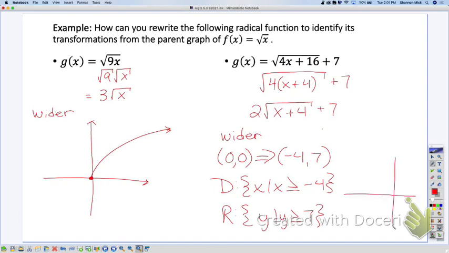So I guess we can graph it. It's 1, 2, 3, 4, right? 1, 2, 3, 4, 5, 6, 7. And so negative 4, 7. And it's going to do what? Wider. Oh, it's wider. And sometimes putting this imaginary new axis helps you get it wider or narrower also. Let's do some more.